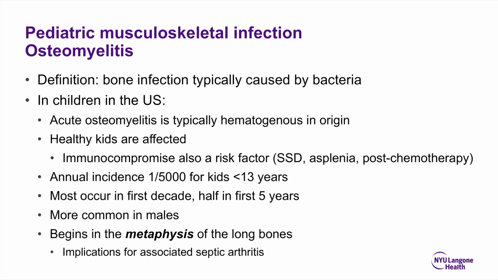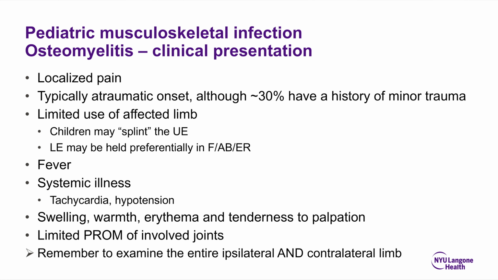The annual incidence of osteomyelitis is 1 per 5,000 for kids under 13. Again, most occur in the first decade, half in the first 5 years. It's more common in males, and the osteo typically begins in the metaphysis of the long bones, and so this has implications for associated septic arthritis.